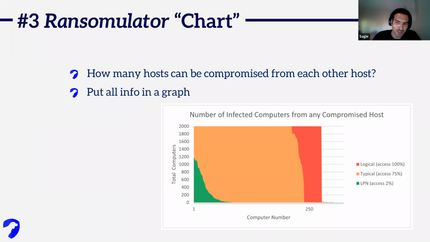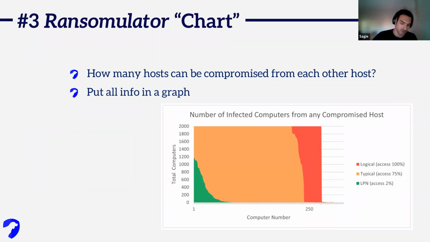If you improve this a little bit, if you limit the access, so in orange, then we have the typical access. So on average, 75% of the network is accessible, so it's not 100%. And we see we're getting a little better. And as we move further to the green area, it's called LPN, least privileged network. And that means only 2% on average of the network is accessible. That way you get the numbers way, way down. So now you don't infect the entire network that quickly.